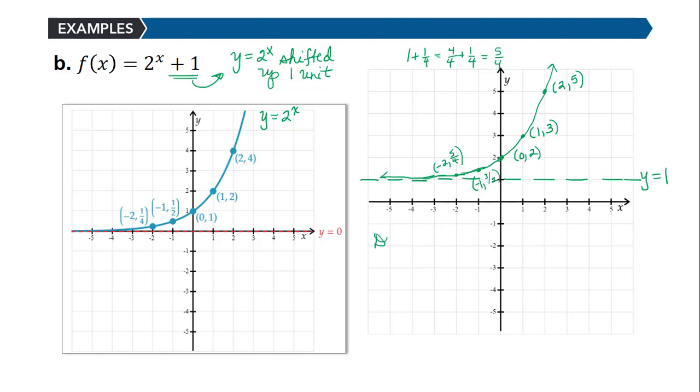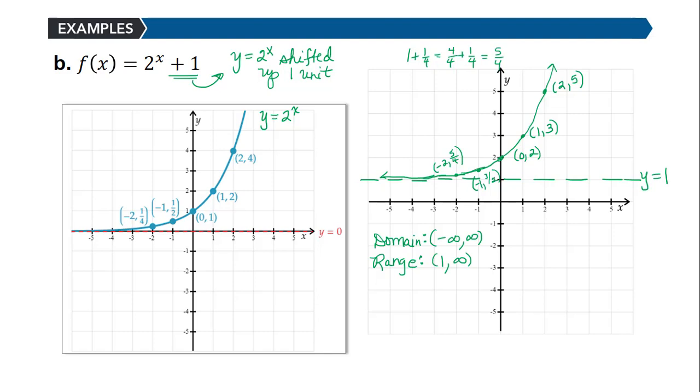So the domain of this function is still all real numbers, negative infinity to infinity. Now the range has been impacted, right? We did something to the y values. We shifted all the y values up 1 unit. So now our graph is all above the line y equals 1, which means all the y values are greater than 1. That is from 1 to infinity.